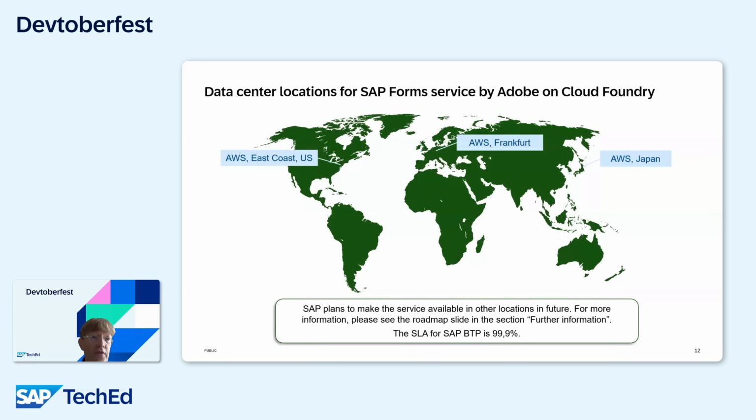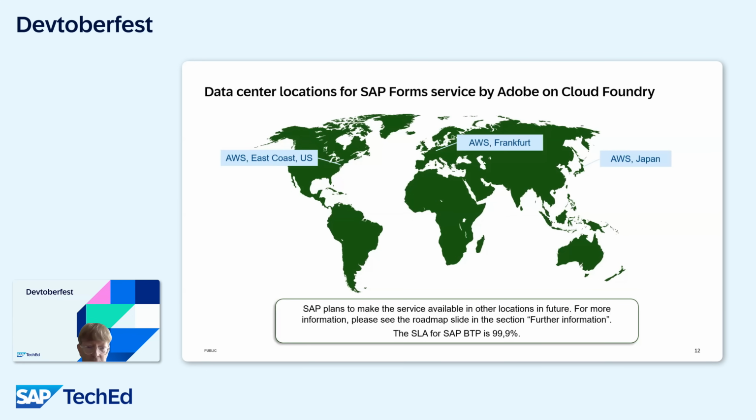In terms of data locations, this slide is just very schematic to indicate that we have data locations all over the world. We have a lot more than you can see on this slide. We have some in the US, in Frankfurt, Japan. We're adding locations all the time. And you can see which locations are currently supported in the documentation. There's a link to the documentation later on.